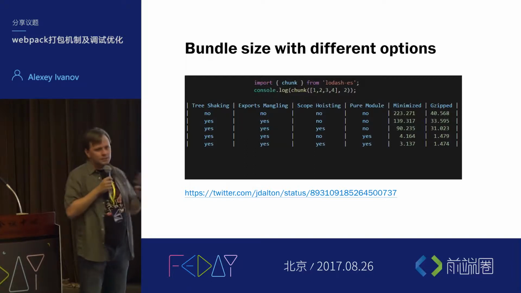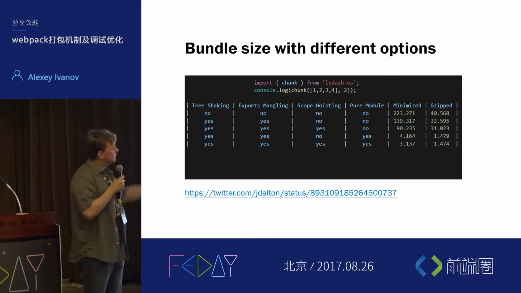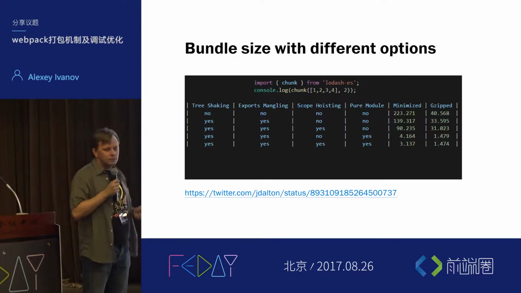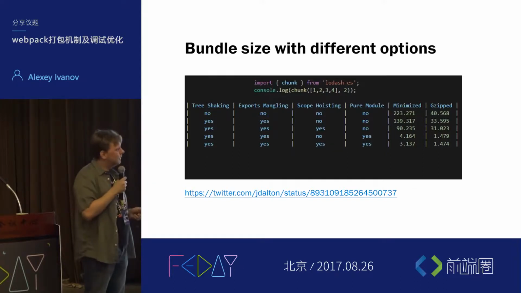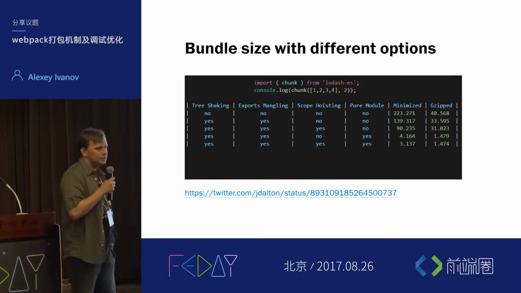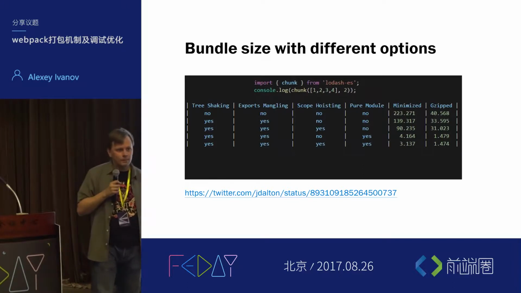As you can see, if we just import Lodash inside of Webpack with this line, you will have this bundle size. It's more than 200 kilobytes. But if we enable all flags, it will be just 3 kilobytes, or 70 times smaller. But how can we make it work?